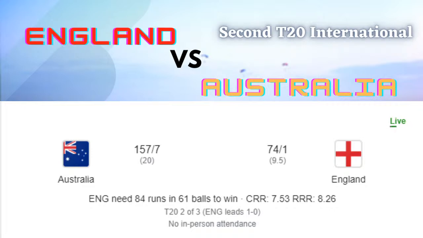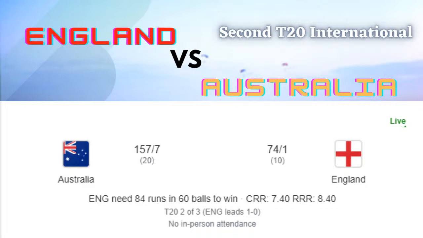They still need 84 runs from the last 10 overs. And good players are yet to come for England. There is still the captain to come for England. Eoin Morgan is in good form. He will bat at number 4. So he's still yet to come. Australia, on the other hand, haven't picked up a wicket after the hit wicket by Johnny Bairstow.